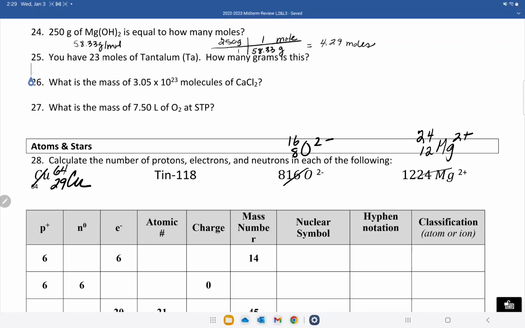25, if I have 23 moles of tantalum, how many grams is this? Well, tantalum is an element, so I use the molar mass of tantalum from the periodic table. 1 conversion, because mole is mentioned.